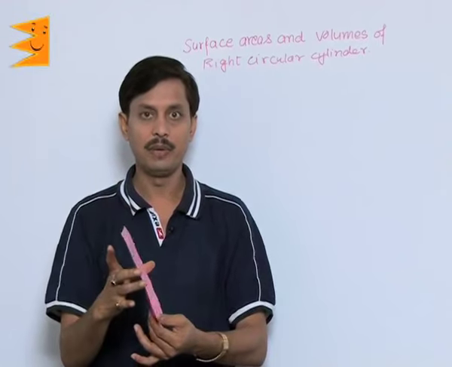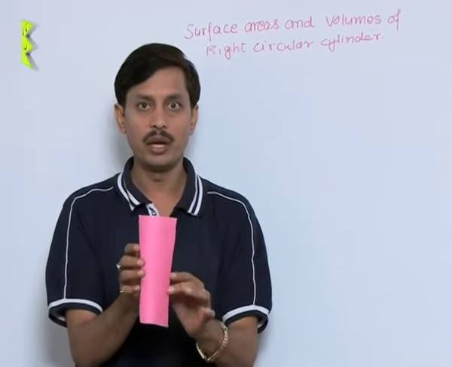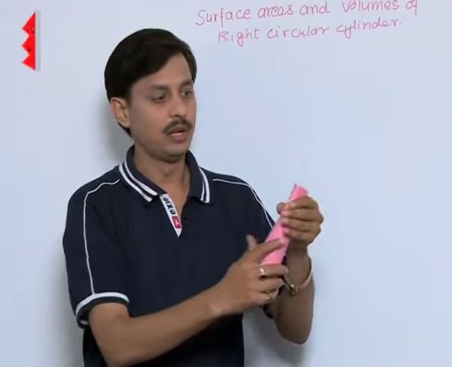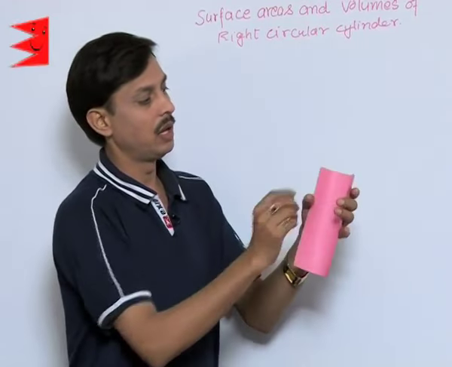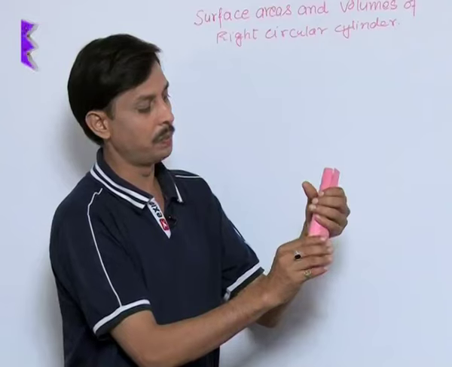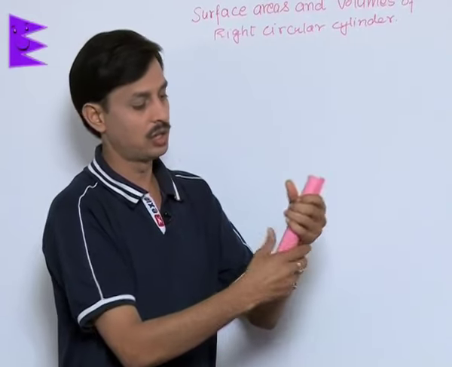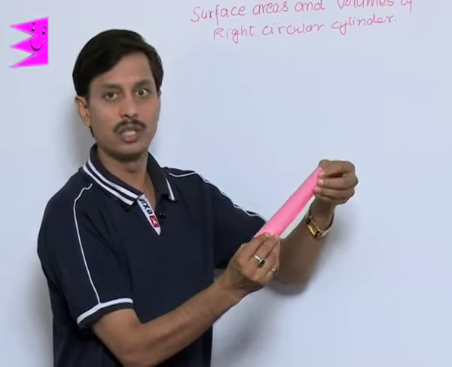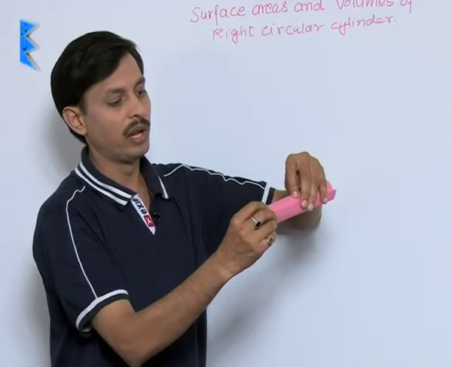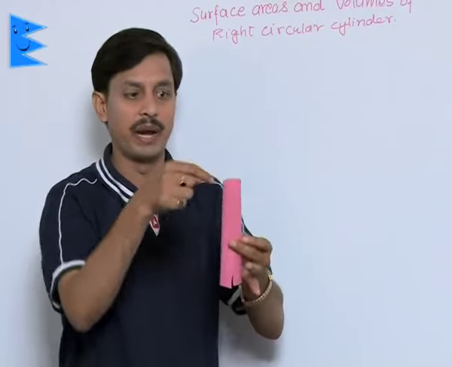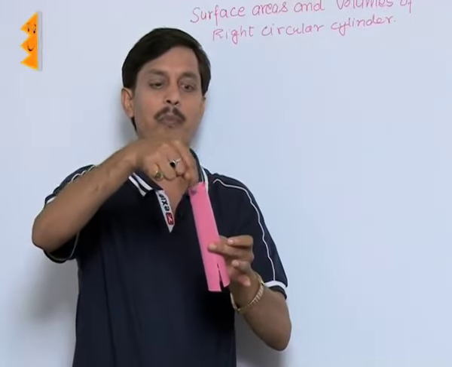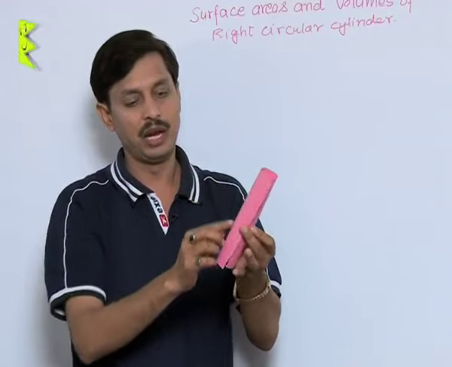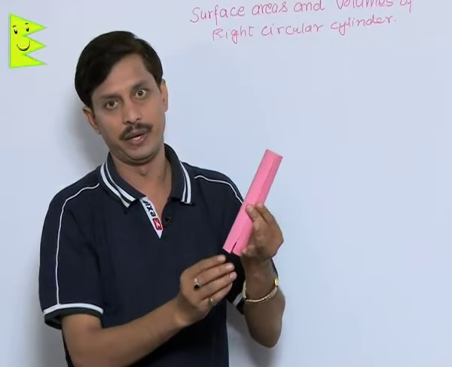The first attempt, you can roll it along its breadth. This is the breadth. If you roll it along its breadth, then a cylinder will form. So any rectangular sheet of paper, when rolled along its breadth, then the breadth becomes its circumference and the length becomes the height of the cylinder.